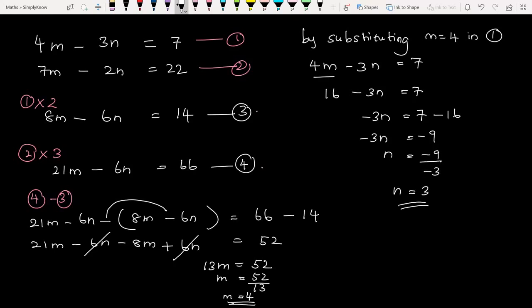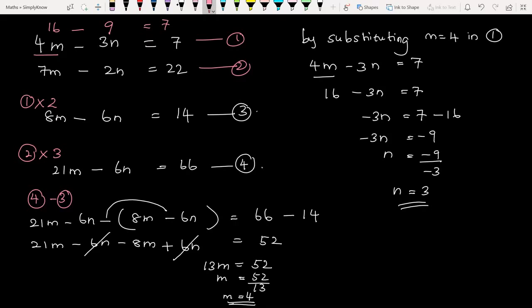n equals 3. Okay, let's check our answers. I'm going to substitute into the first equation. 4m, m is 4, therefore here 4 times 4, 16, minus n is 3 now. 3 times 3 is 9. 16 minus 9 is 7. Okay then.